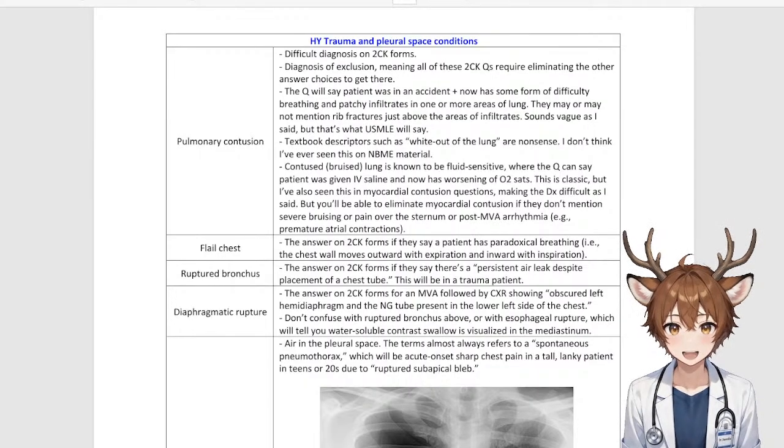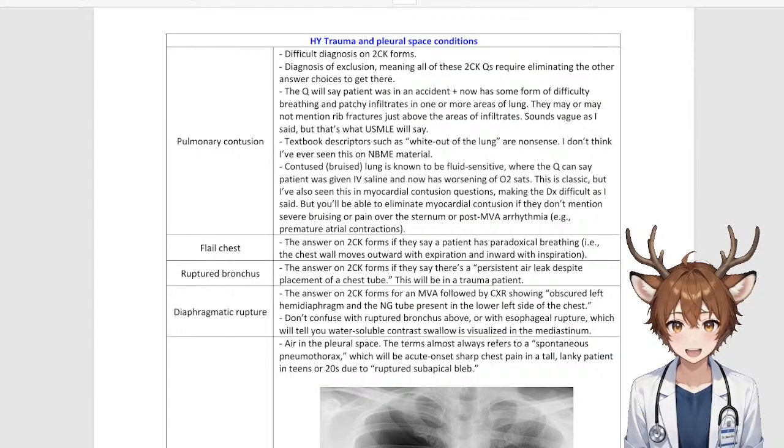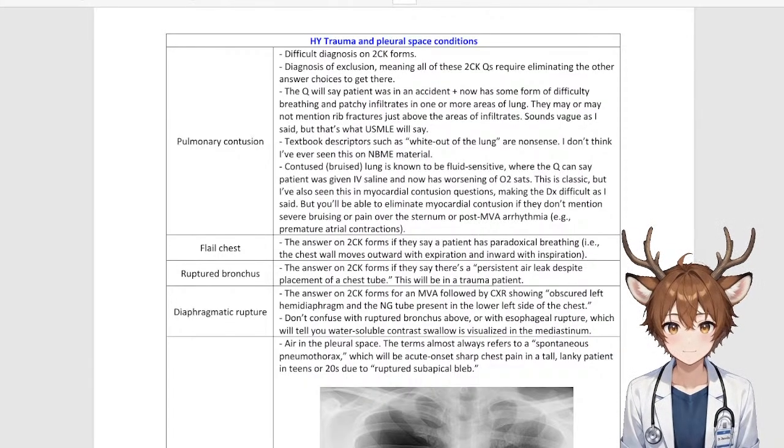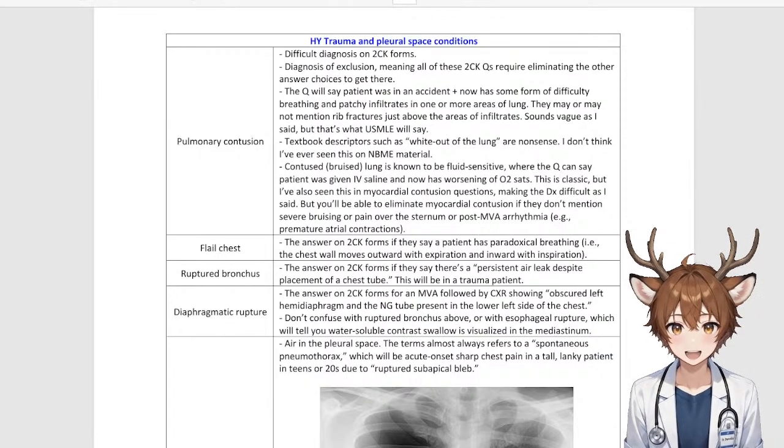Can I just get a definition for something quickly? MVA. What are we talking about, MVA, in this context? MVA chest x-ray.